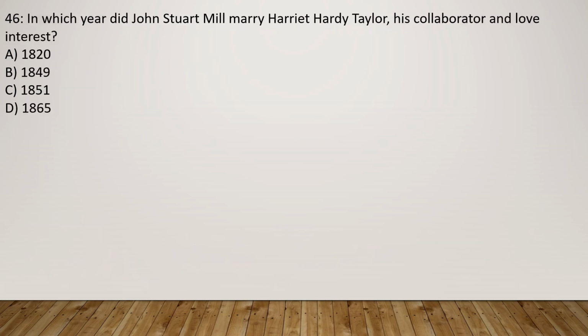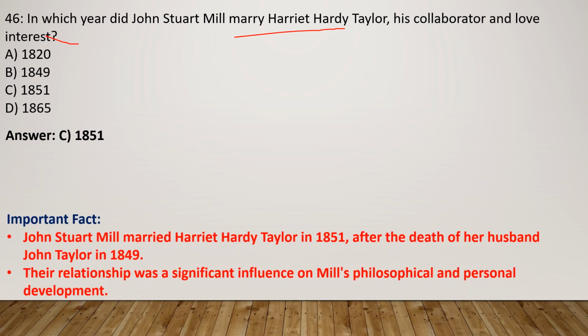In which year did John Stuart Mill marry Harriet Hardy Taylor, his collaborator and love interest? The correct option is option C, 1851. John Stuart Mill married Harriet Hardy Taylor in 1851 after the death of her husband John Taylor in 1849. Their relationship was a significant influence on Mill's philosophical and personal development.